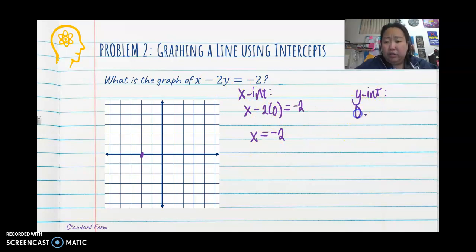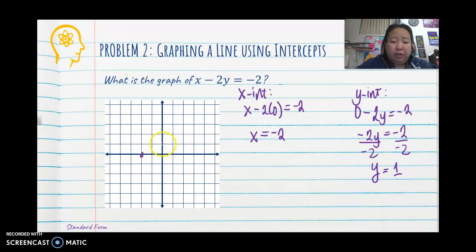Okay. For the y-intercept, remember, x now will be 0. So x minus 2y is equal to -2. Okay. -2y is equal to -2. We divide by -2 on both sides. y will be equal to +1. So you will have a point at y equals +1. You already have 2 points, and so you can already graph your line. As simple as that, okay?